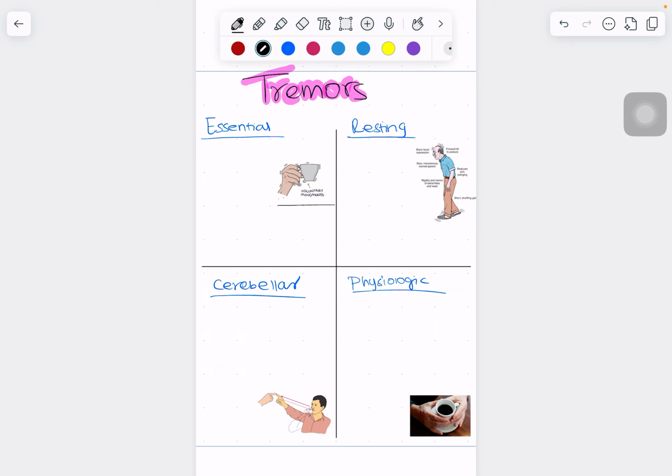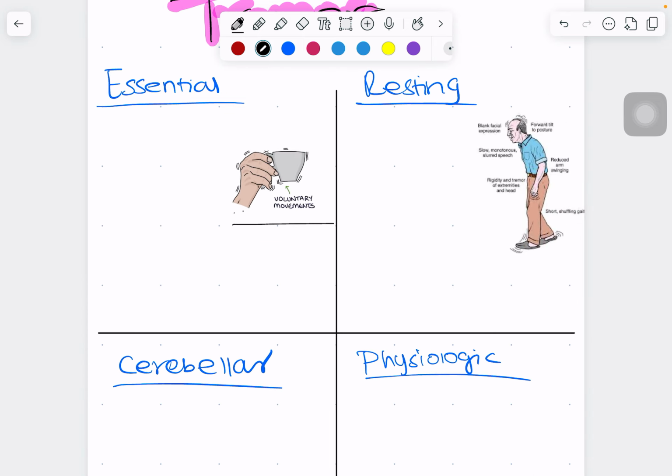Today we're going to be talking about tremors and we'll break down the 4 key types of tremors that you need to know. These are the essential, resting, cerebellar, and physiological tremors. So let's start with the most common movement disorder, which is the essential tremor.